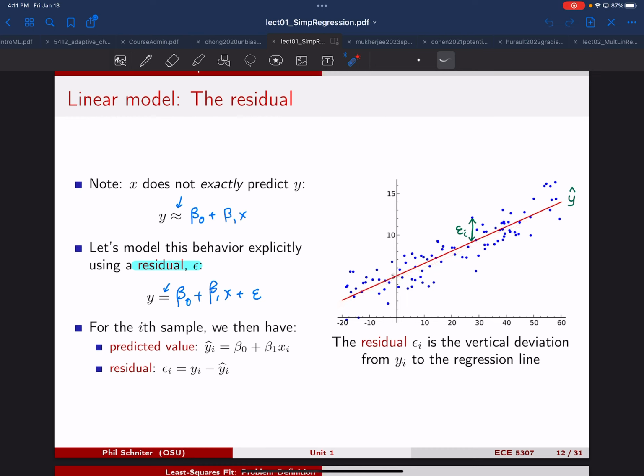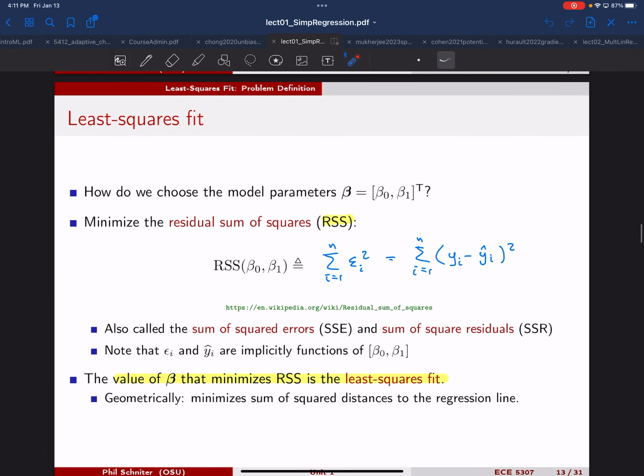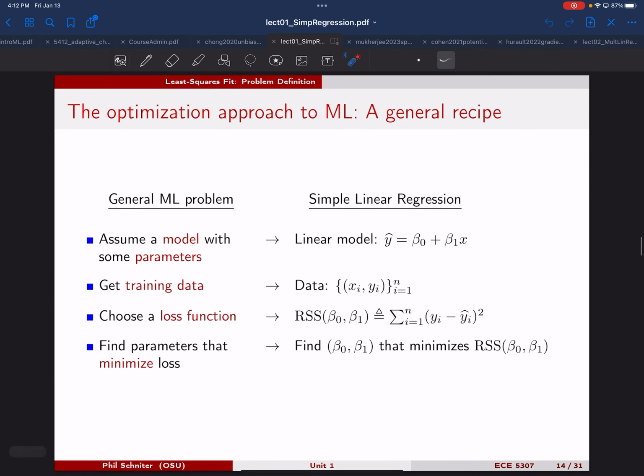But to be a little bit more explicit, we can add in epsilon, which is what we call the residual or the error, and then write this with an equality. And now this error measures the distance from a given data point to that line. And then in order to fit that model to the data, we decided that we're going to try to minimize the sum of squared errors or sum of squared residuals. So that's our objective here. And that gives us a tractable problem that we can attack using mathematics.